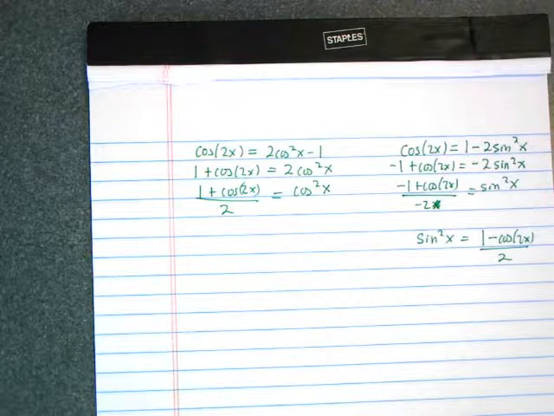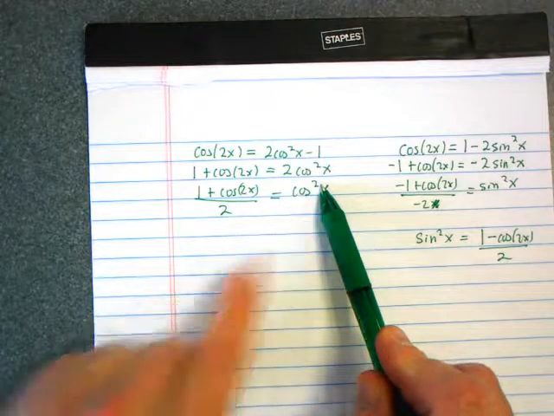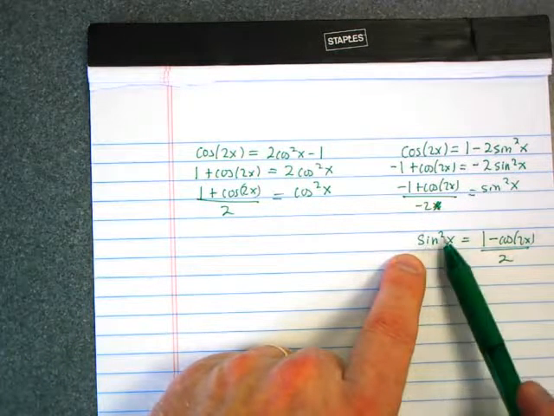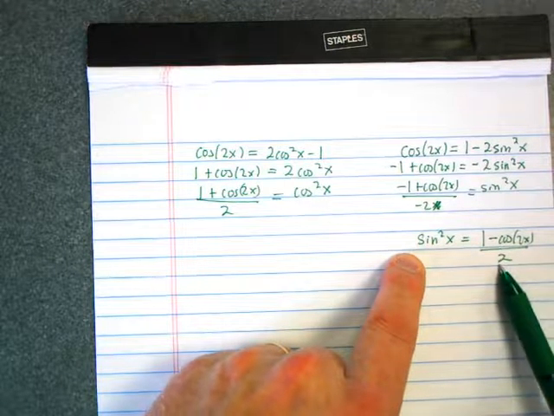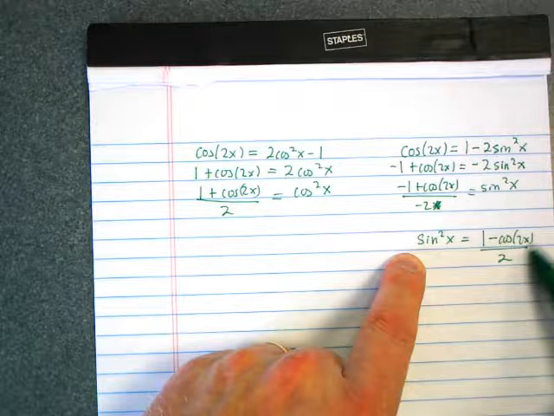So notice these two formulas are very similar. The power reduction for cosine squared is 1 plus cosine 2x over 2. The power reduction for sine squared is 1 minus cosine 2x over 2. But notice, to reduce your power, the big penalty is you have to double your angle.